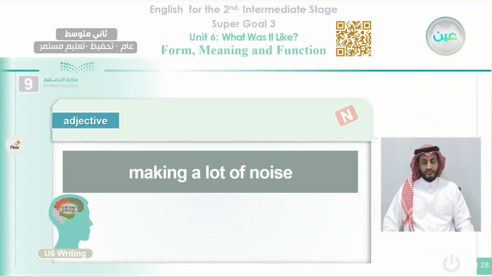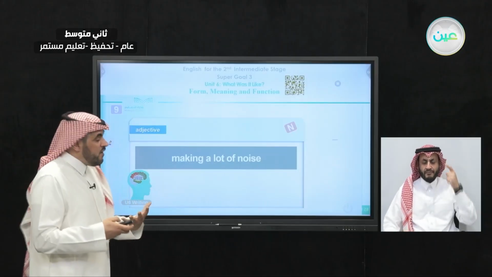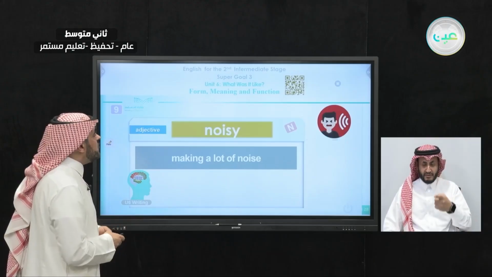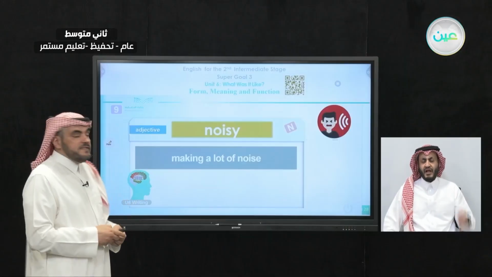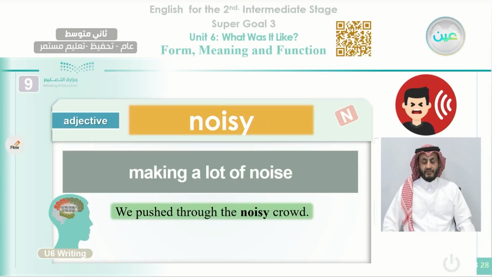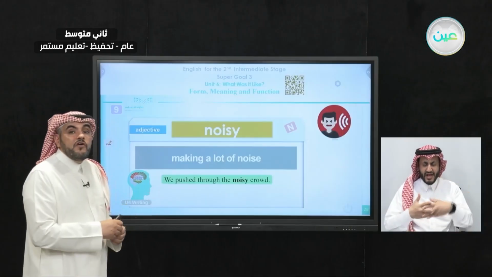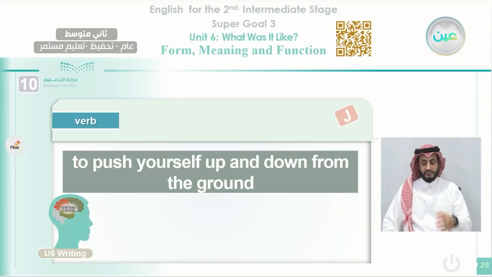An adjective starting with N, making a lot of noise. If you want to describe something as making a lot of noise with an adjective, okay, it is called noisy. Okay, noise is a noun, noisy is an adjective. We pushed through the noisy crowd. When Faisal went to see the race, the horse race, he pushed through the noisy crowd. And who is the spectator? We call them a spectator.